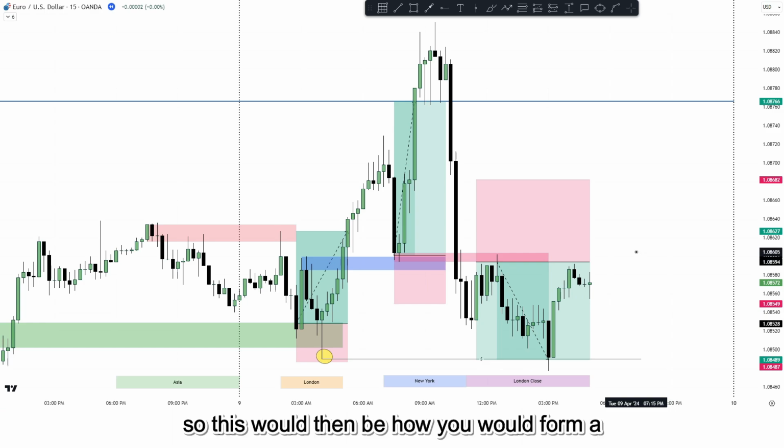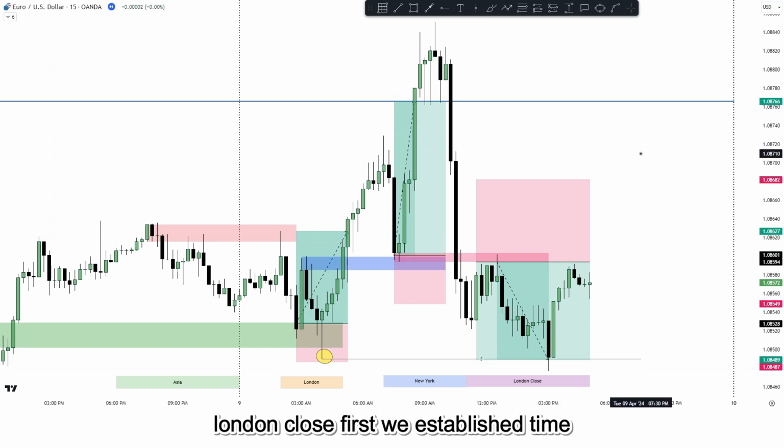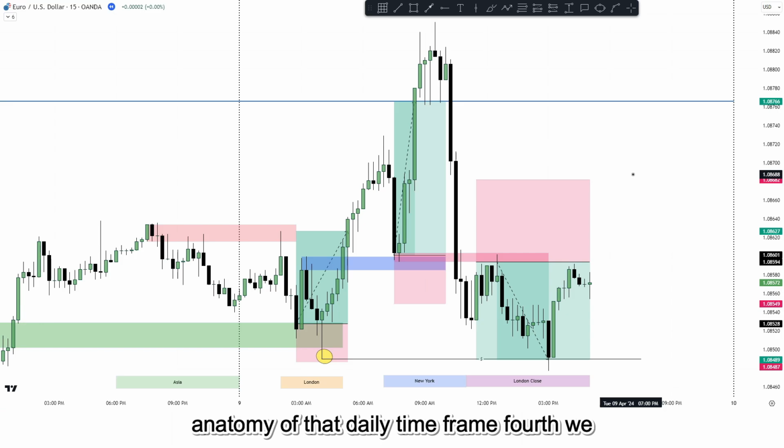So this would then be how you would form a bias for London session, New York session, and eventually London close. First, we establish time, having that bird's eye view to look back into the marketplace, where it has been, where it's at now, and where it's going next. Second, we establish order flow or market structure inside of the marketplace, understanding the underlying trend of where the marketplace is seeking. Third, we looked at the daily profilings and analyzed the anatomy of that daily time frame.